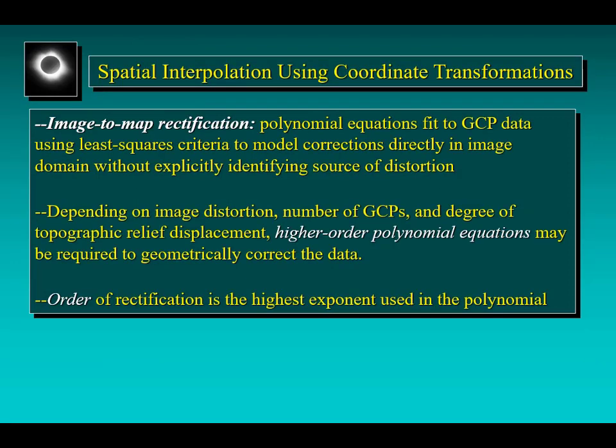When we perform image to map rectification, we are going to be utilizing polynomial equations that are fit to ground control point data that utilize least squares criteria in order to model the corrections directly in the image domain without explicitly identifying the source of the distortion. So, if we have these roll, pitch, and yaw effects or changes in altitude, whatever the exact nature of those sources of distortion, we don't really need to identify and understand all of those sources explicitly when we are utilizing this ground control point slash polynomial equation-based geometric rectification approach, which is a strength of the approach.